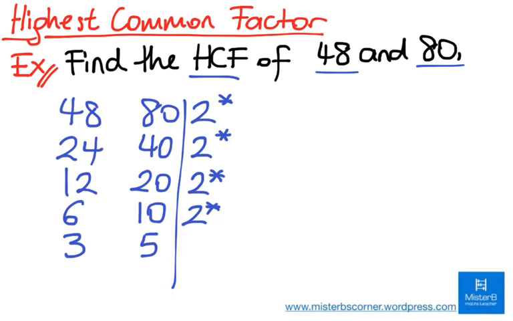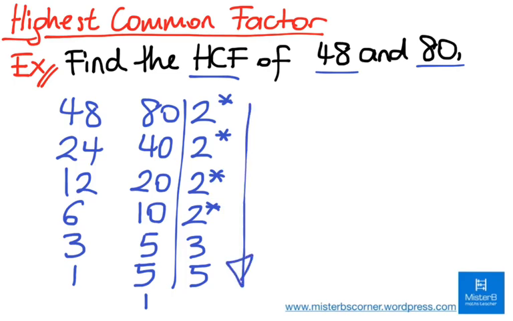Now at the moment I'm done with 2, the numbers remaining are not even, so I can't divide by 2, I go with 3. When I divide by 3, that's going to be 1. I carry on writing 5 here, because I can't divide 5 by 3. And then I divide by 5 to end up here with 1 as well. So this is going to be my list of factors for 48 and 80 together.